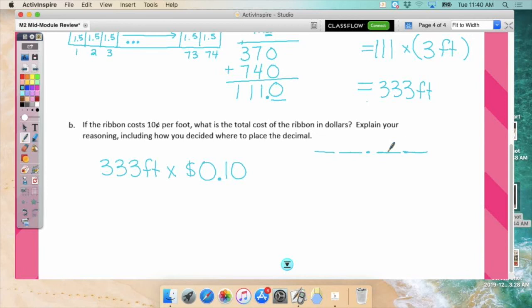So as I multiply, can I ignore this 0? Yes. So 333, rewrite it. And if I'm taking it times 10 to the first power, so 10, but it's 1/10. So we're just going to hop it. Which way do I hop it when it's a decimal? Left. Okay, so I've got $33 and how many cents? 30.